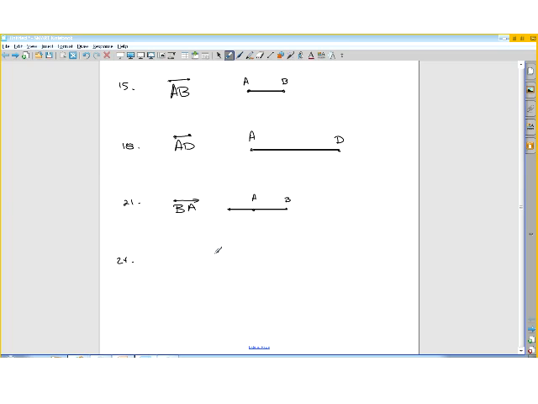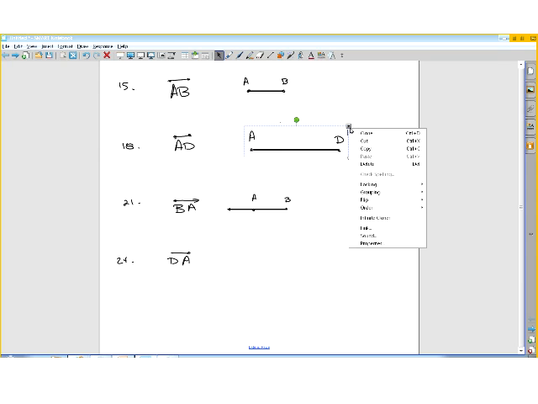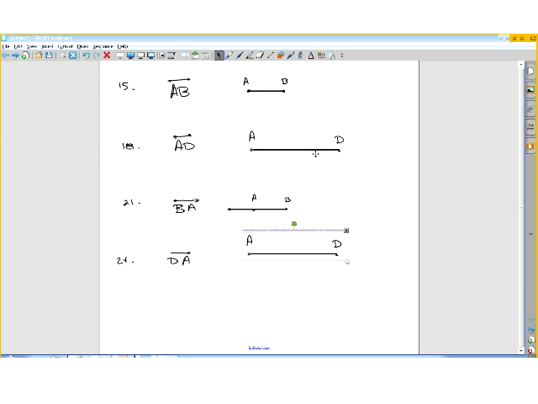And 24 is line segment DA. So it's really the same as this. It's actually written as DA, but they're actually exactly the same because they consist of the same points. And so all I have to do is clone this thing here because it's just to make the point that they're exactly the same. Because in the line segment, the order doesn't make any difference.